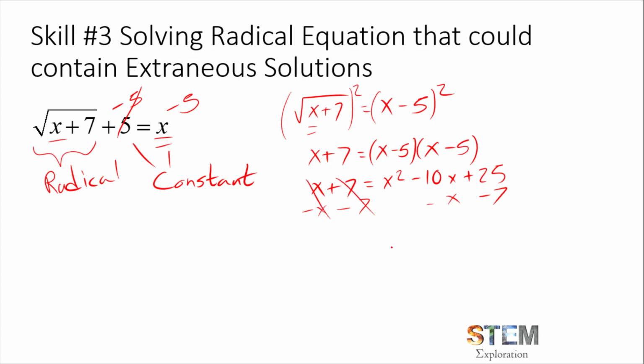Okay, cancel and cancel, and we'll get x squared minus 11x plus 18, all equal to 0, because it is an equation. And to solve for this radical equation that we started with here, we have to find the 2 possible solutions of x that are possible, and then we're going to check them.